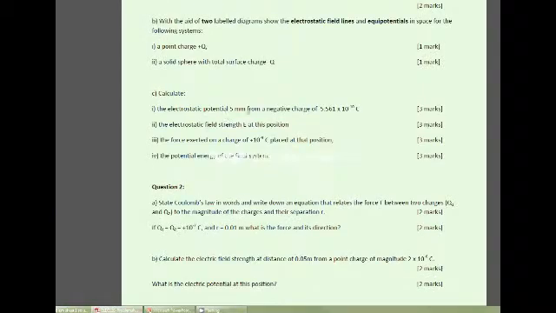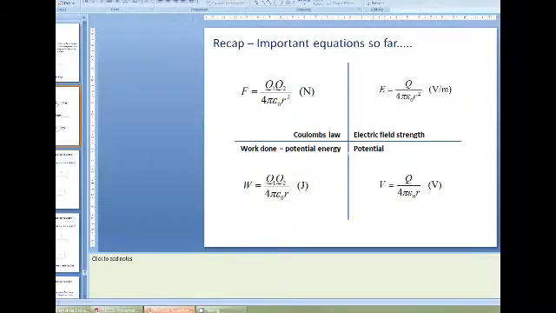So here we've got, calculate first up the electrostatic potential, 5 millimeters from a negative charge of 5.561 times 10 to the minus 10 coulombs. So important things, we're looking for the potential, and it's 5 millimeters from a negative charge of this magnitude. So those are our important values. So how do we go about solving this?